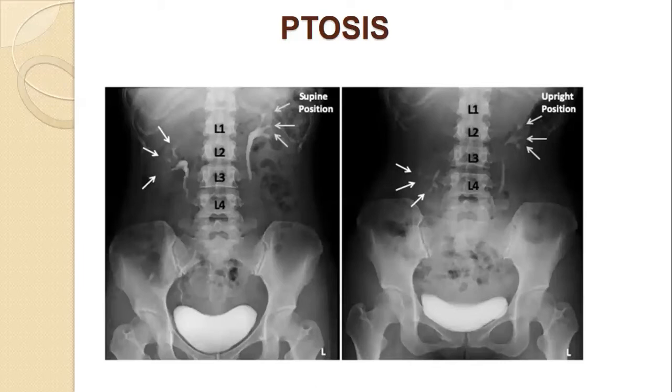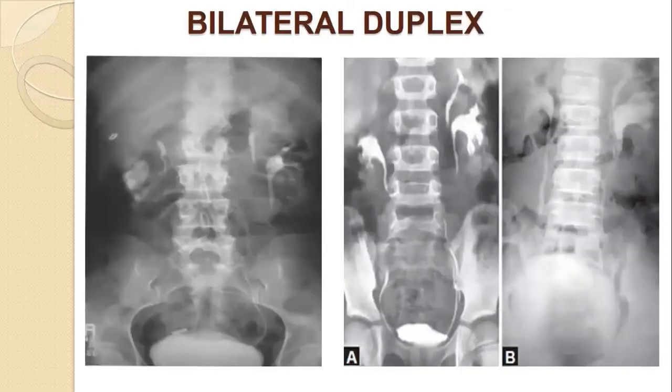What do you mean by ptosis of the kidney? Yes, sir, ptosis of the kidney. Can you appreciate the difference in position of the kidney? What are the findings in the supine position, and what is the difference in the upright position? In the supine position, the kidney is at its normal anatomical position, but in the upright position, the kidney is a little lower on the right side. Yes, floating kidney, ptosis.